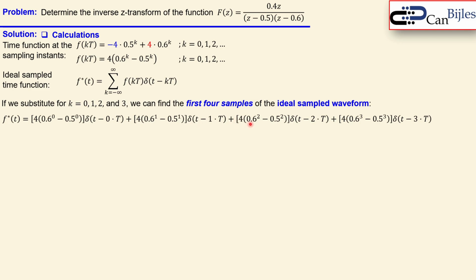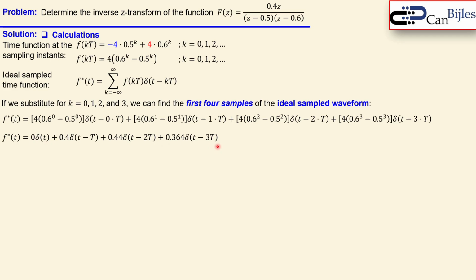In a similar case, squaring here and to the power 3. The k values here change from 0 to 1 to 2 and to 3. So we have now 4 samples, 1, 2, 3 and 4. Let's work it out, because the coefficient here is 0 in this case. This will also be 0.4 in this case, so we will work it out for these 4 situations.